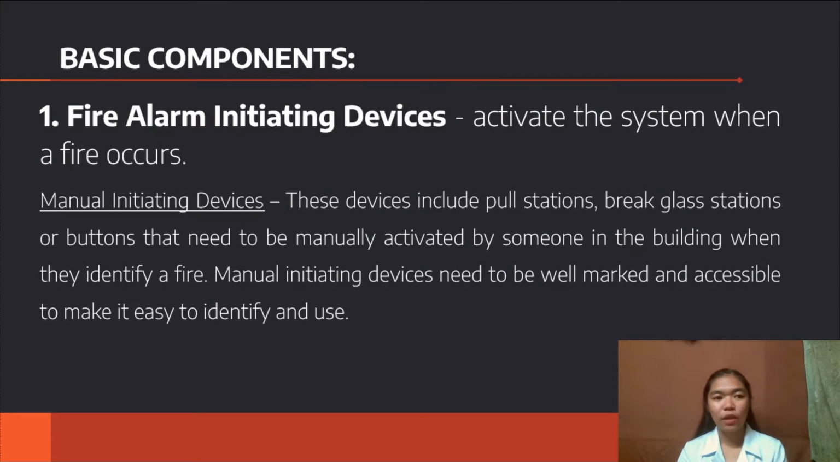Basic components. 1. Fire alarm initiating devices. These devices activate the system when a fire occurs. Under this are the manual initiating devices. These devices include pull stations, break glass stations, or buttons that need to be manually activated by someone in the building when they identify a fire. Manual initiating devices need to be well marked and accessible to make it easy to identify and use.